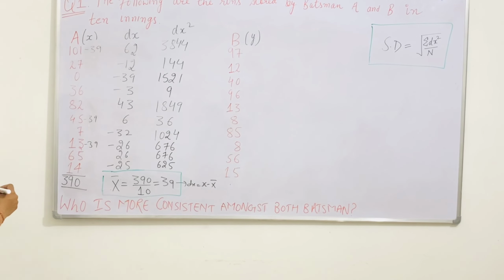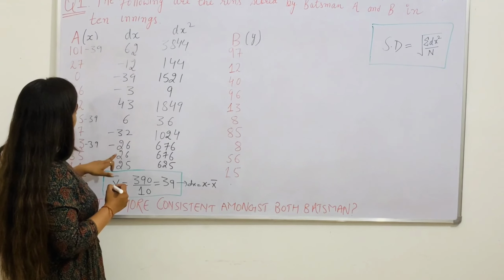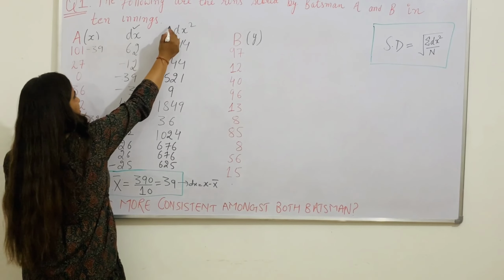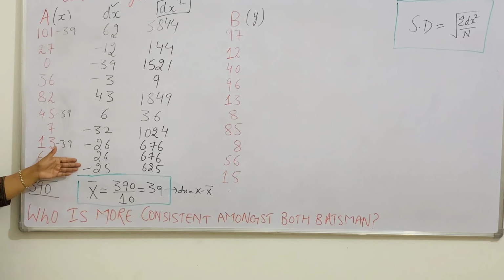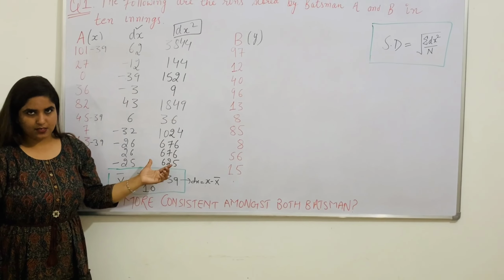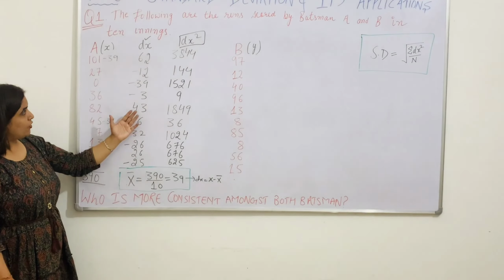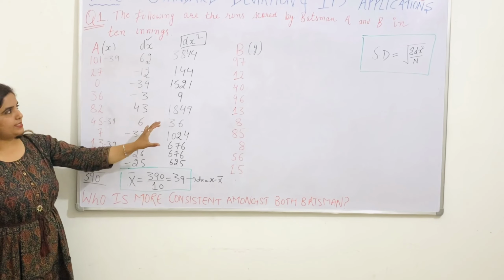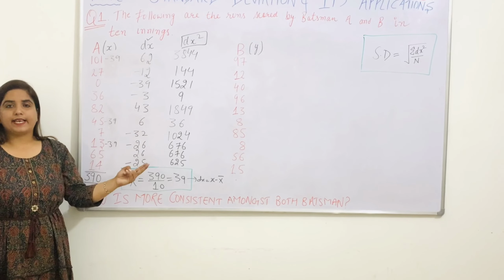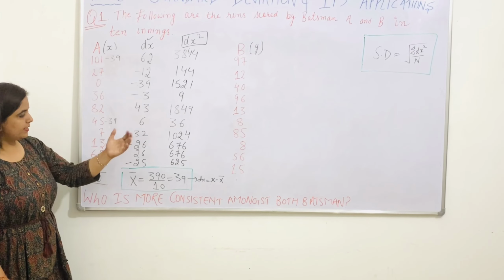So these are the values for squaring these terms. This will give you this column, because we are squaring these terms and then finding these answers. So this is the part of calculation for the first batsman, and the same process will be followed for the second batsman. So here are the calculations.